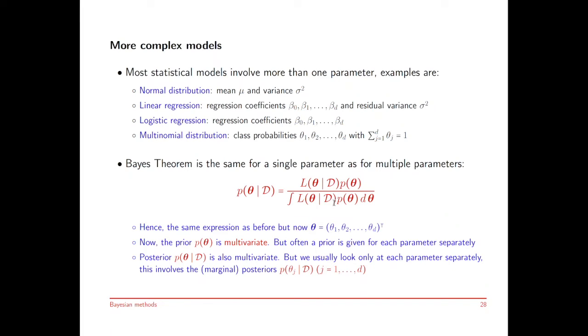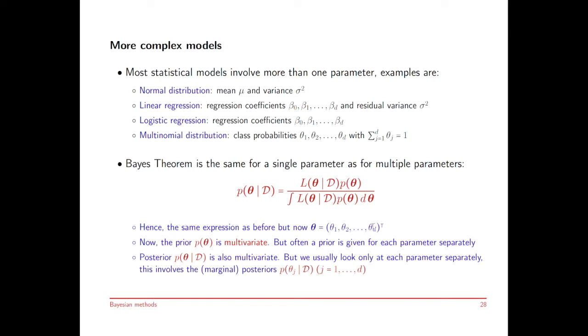Now, in our daily work as a statistician, we usually work with more complex models. Take already the normal distribution, which has a mean and a variance, so two parameters. Or linear regression, where we have regression coefficients and residual variance. Logistic regression, for instance, where we have regression coefficients, and so on.